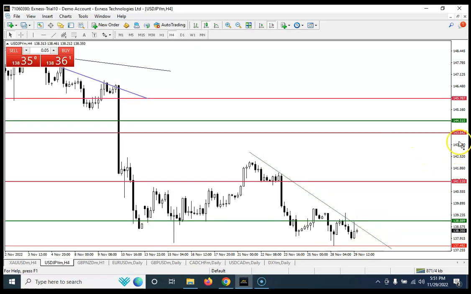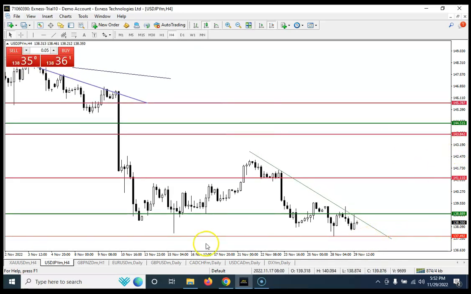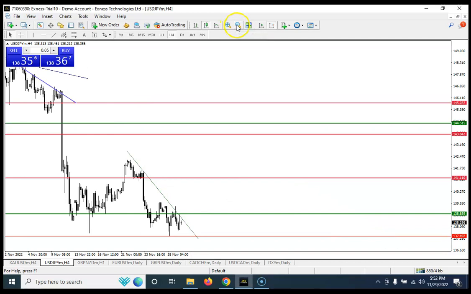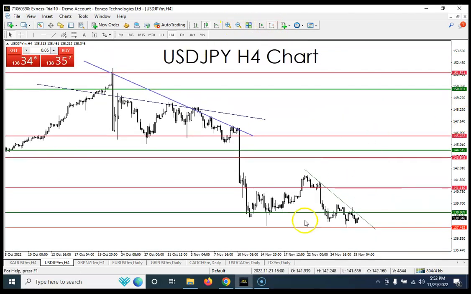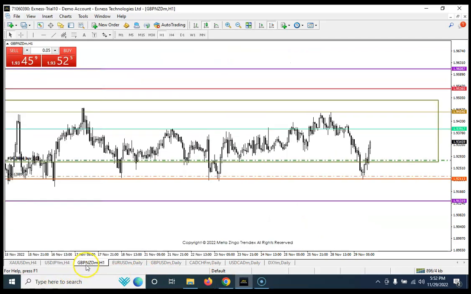So we're going to continue monitoring this market until we get an appropriate signal to short this asset. Alright, guys, so that is about UJ. Now let's move over to GN.